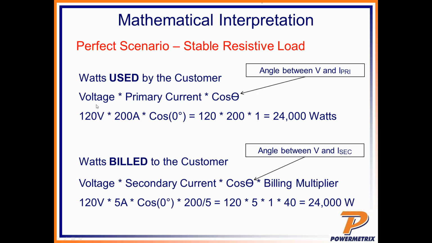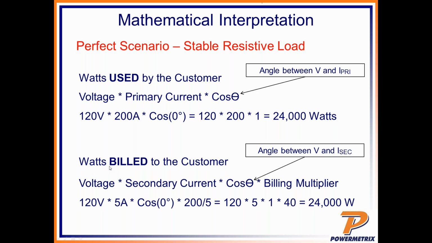So if we had 120 volts times 200 amps on the primary current times a cosine of 0 degrees, meaning no angle between the voltage and the primary current, you basically get 24 kilowatts. Okay, that's instantaneous, but we do energy just by time past that.